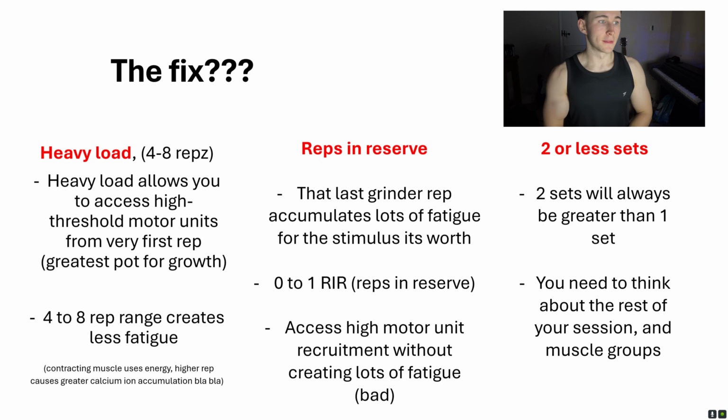rep range. Now, a heavy load allows you to access those high threshold motor units from the first rep because you are already having a high perceived effort just from the first rep, which is why we train heavy, low reps. And 4 to 8 reps, just in general, will create less fatigue due to higher rep range, calcium ion, blah, blah, blah.